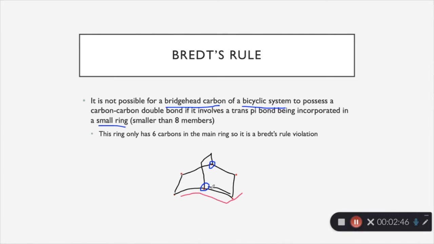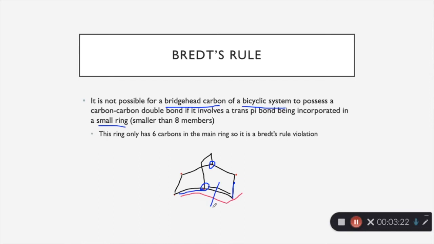If we look at this double bond right here, remember the difference between cis and trans. If I draw a line through the middle of this double bond, we have one thing coming off of it going up, and then the thing over here is going down. So this right here is a trans double bond. And Bredt's Rule says that this is not okay. If one of the carbons of the double bond is a bridgehead carbon, it cannot be trans if it is smaller than 8 members, which this is.